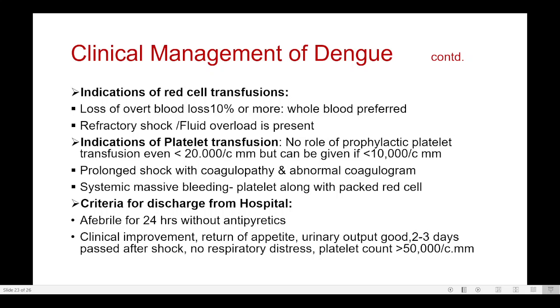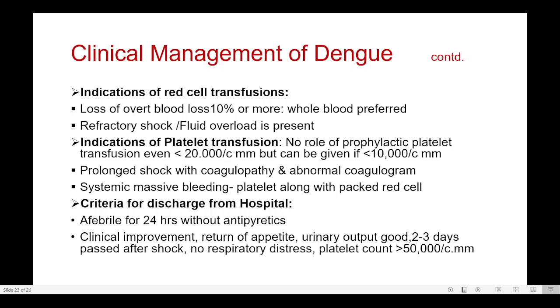So the clinical management of dengue, indication of red cell transfusion: fresh whole blood is always preferred. If the overt blood loss is 10% or more, then we can give packed red cells, or in those situations where there is refractory shock or fluid overload, we can also give packed red cells.